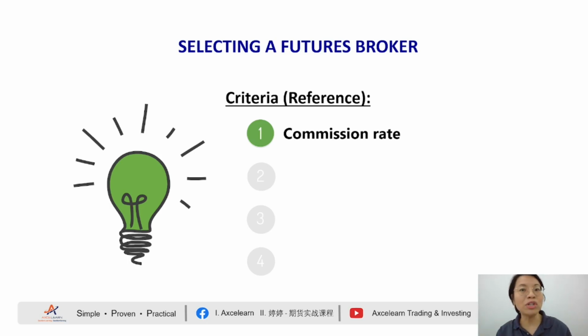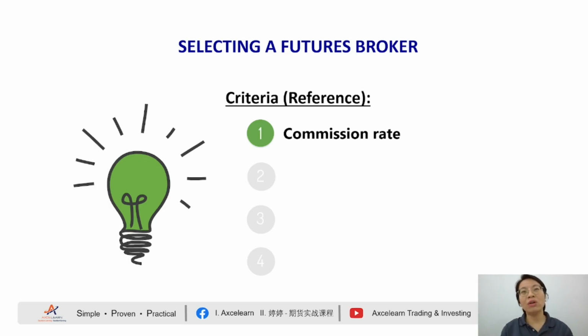But just for information, even under the same futures brokers, let's say, for example, you approach salary base and you approach commission base, the commission rates that they're going to quote you might be different as well. So you can check it out.